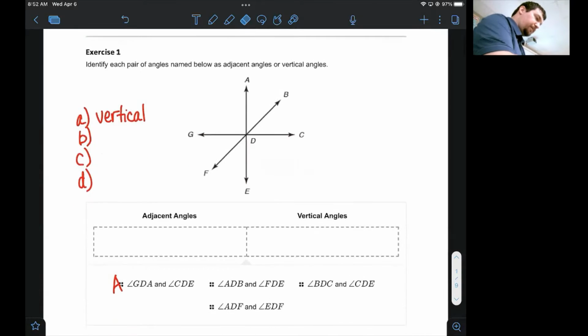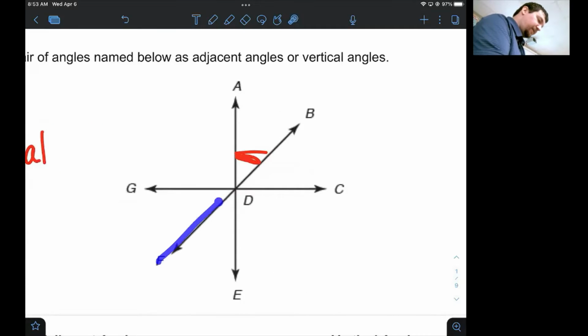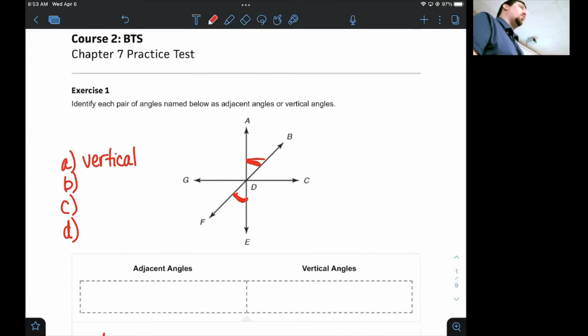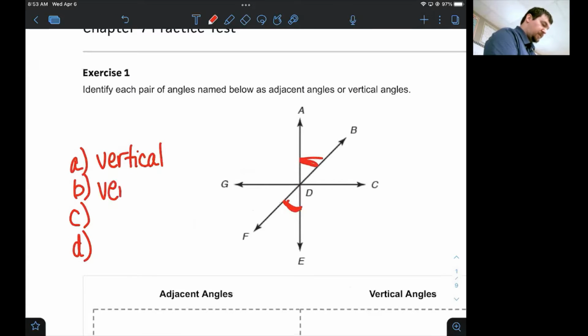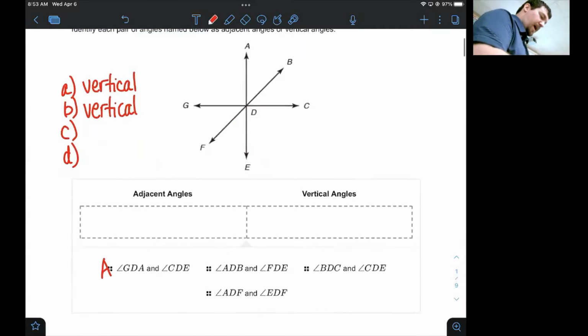Okay, moving on to part B. Now we've got angle ADB, A to D to B, is this acute angle up here. And then angle FDE. FDE is this acute angle right there. Are they vertical or adjacent, Addison? Also vertical. Yeah. They're opposite from one another and look like they're the same size. Well, turns out they are because they're vertical. All right, so that was B. Now we're moving on to C.